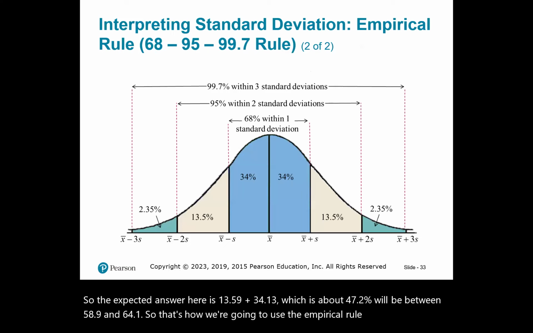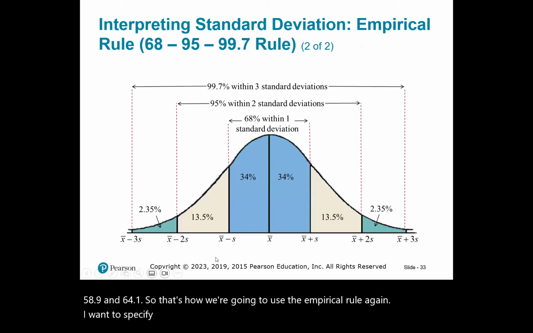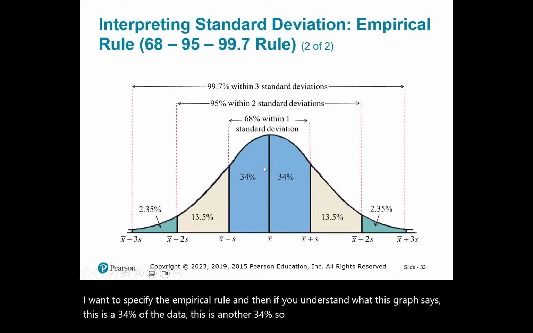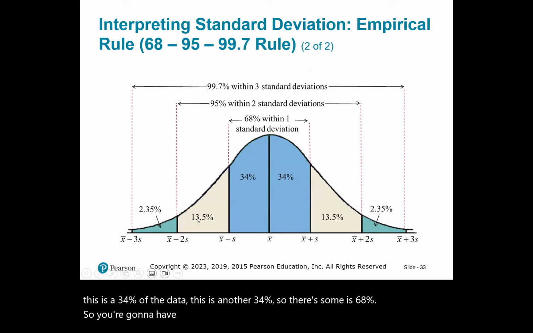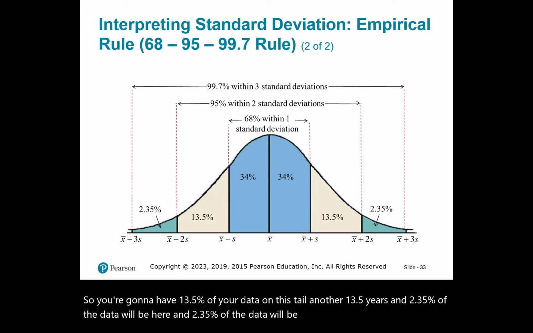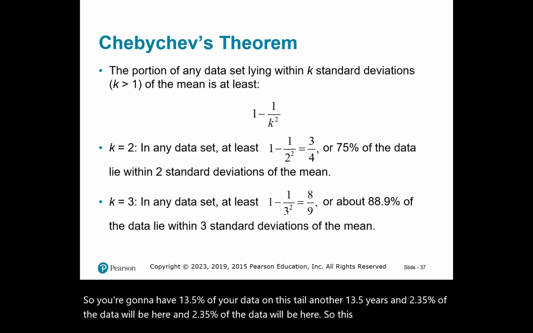Again, I want to specify the empirical rule. And if you understand what this graph says, this is 34% of the data. This is another 34%. So their sum is 68%. So you're going to have 13.5% of your data on this tail, another 13.5 here, and 2.35% of the data will be here, and 2.35% of the data will be here. So this is called the empirical rule, and this is an example.